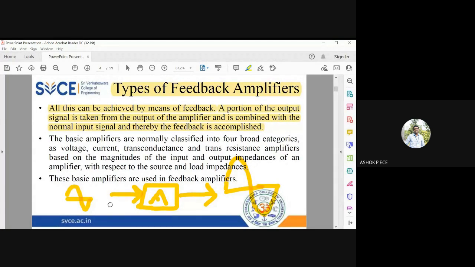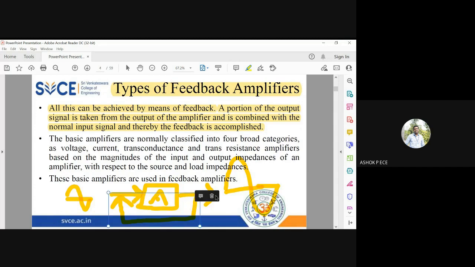If I want to apply feedback to this amplifier, it is very simple. From the output, you take a portion of the signal and add it to the input signal. So now your signal no longer goes only through the forward path. Some output will come back through this path and get mixed with the input, and that will be amplified again. So this process is repetitive. It forms a loop. I think you can understand, right?